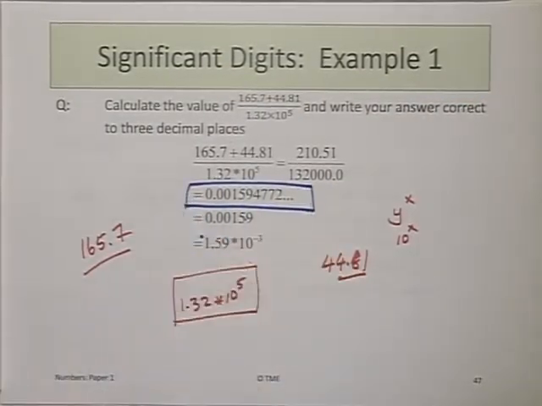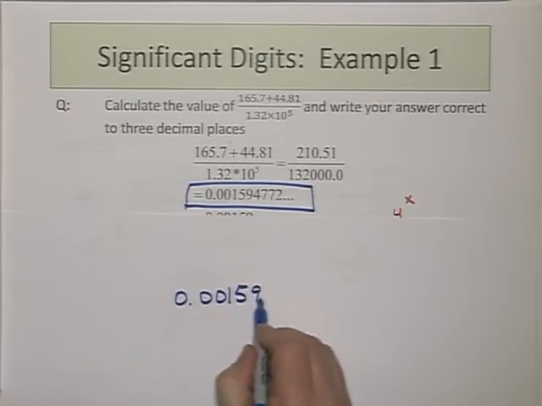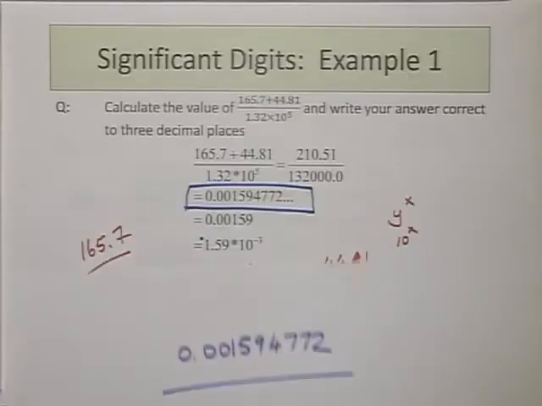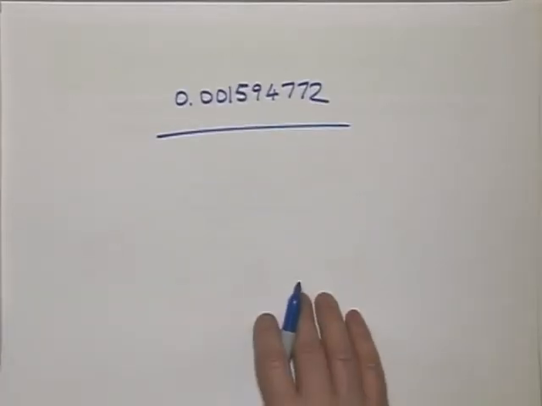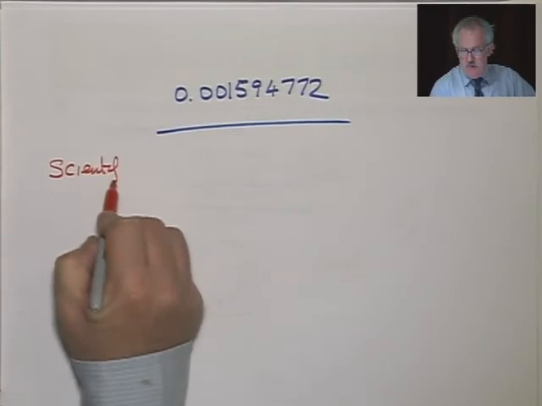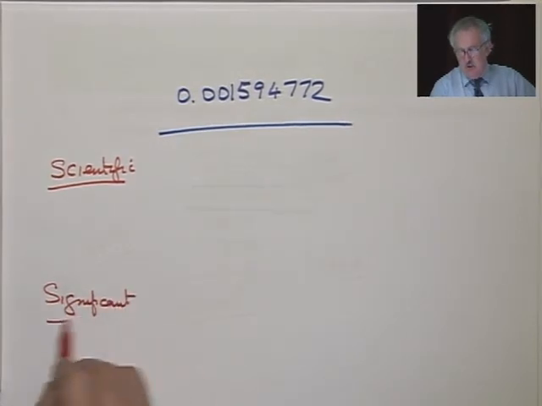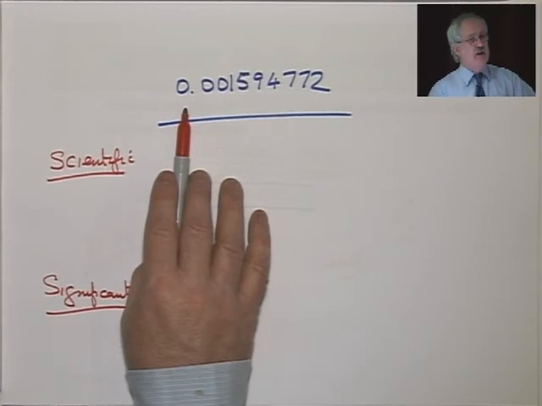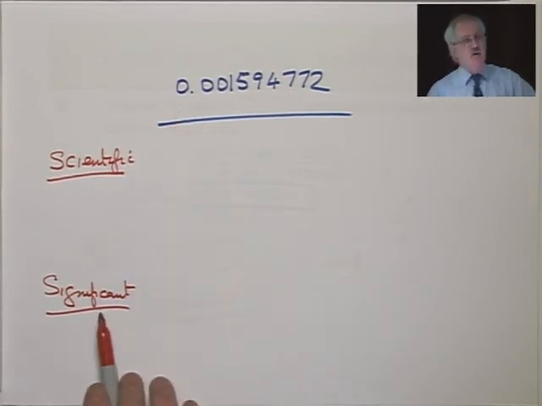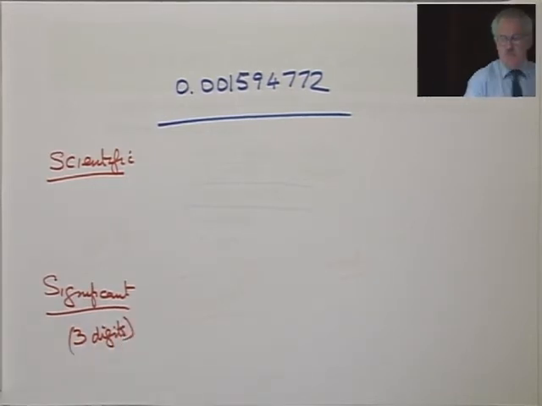Let's assume our calculator comes back with 0.001594772. And you're asked to write that correct scientifically as well, and to 3 significant figures. Well, let's look at the scientific first, and then do the significant. So I'll give you that job to do. The first one is convert that into scientific notation. Find out where it starts with a number, then a point, and then another number. So do that first, and then work it out to 3 significant digits.